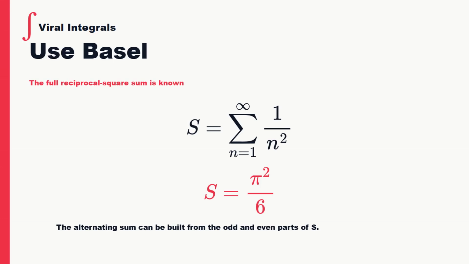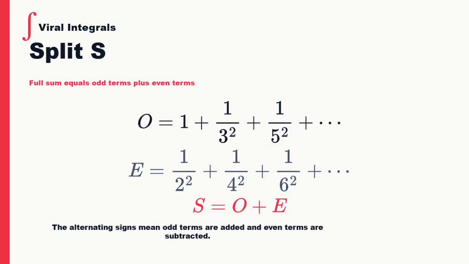So we'll use the Basel result from a previous video as the known full reciprocal square sum. We'll call that full sum S. So S is equal to pi squared over 6. And compare the alternating series to the odd and even pieces of S. We're going to split S into the terms with odd denominators and the terms with even denominators. The alternating series has exactly the same odd terms positive and exactly the same even terms negative.